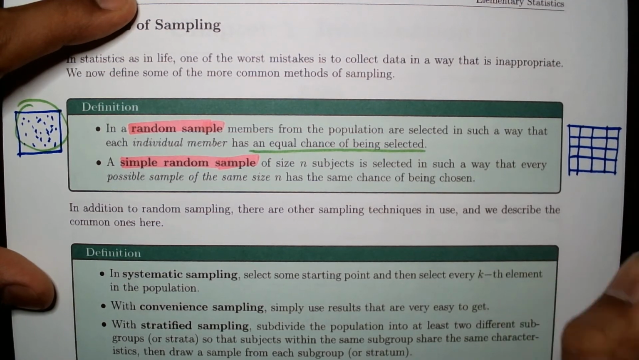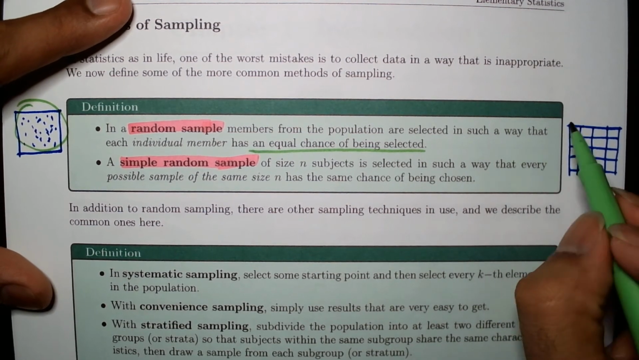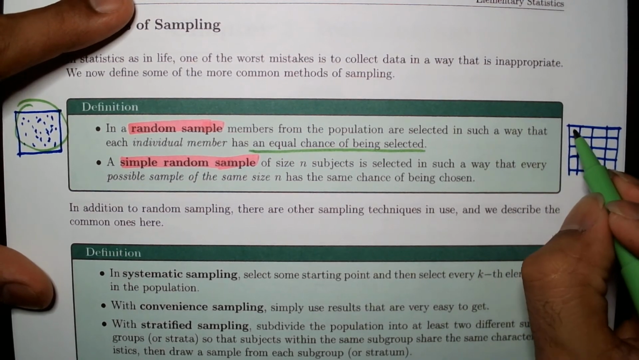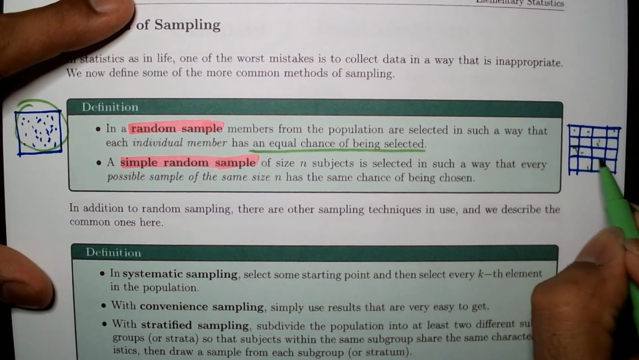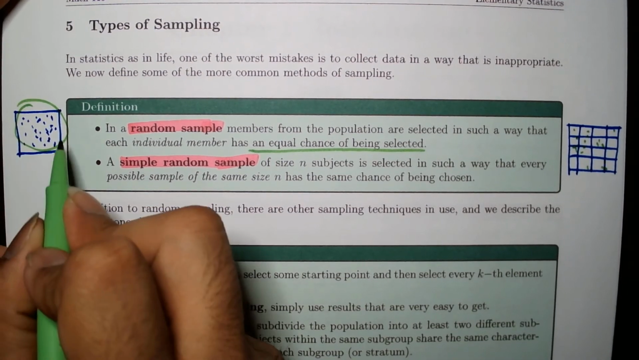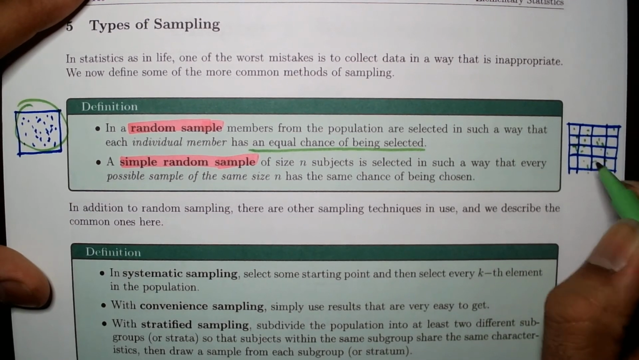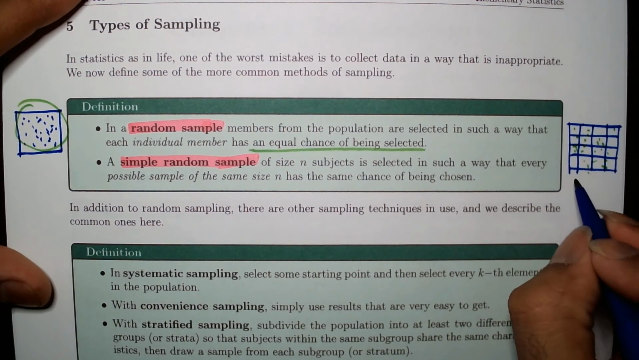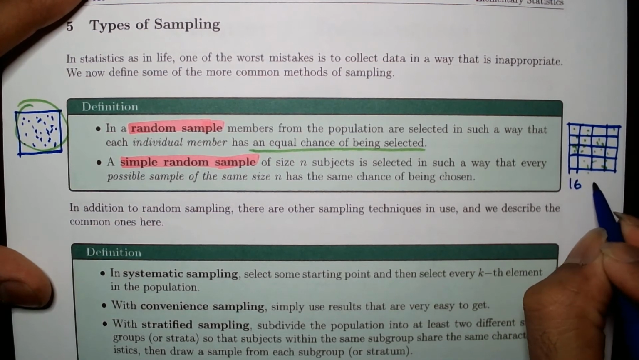In a simple random sample, we are going to have this population, which is divided into, in a way, if you will, clusters. All right. In this case, we have one big population, and we have a possible number of 16 samples.